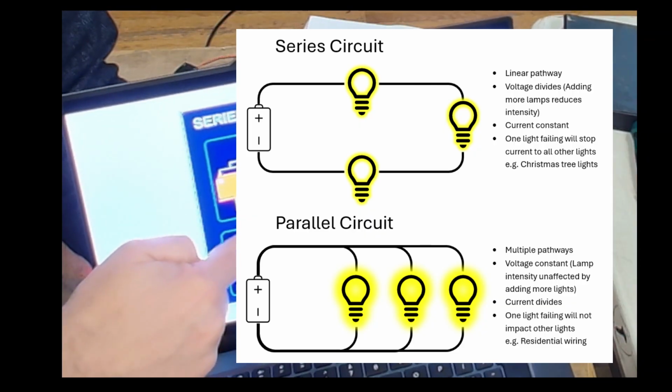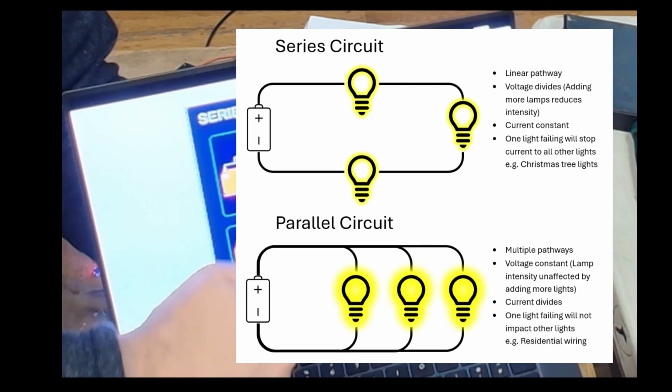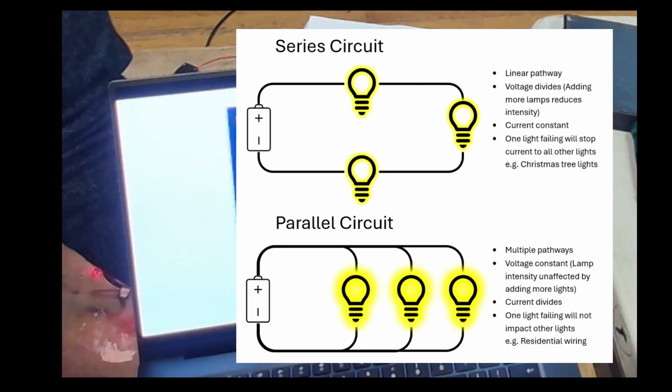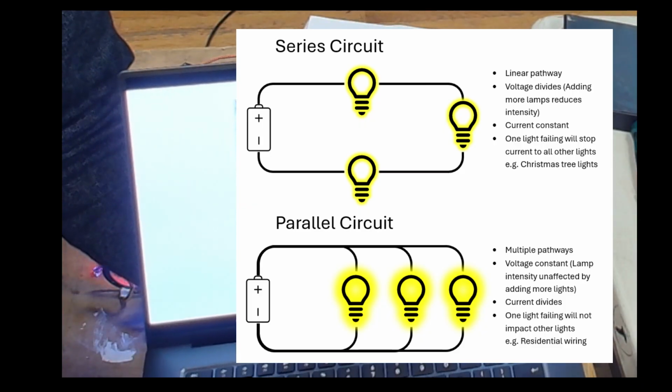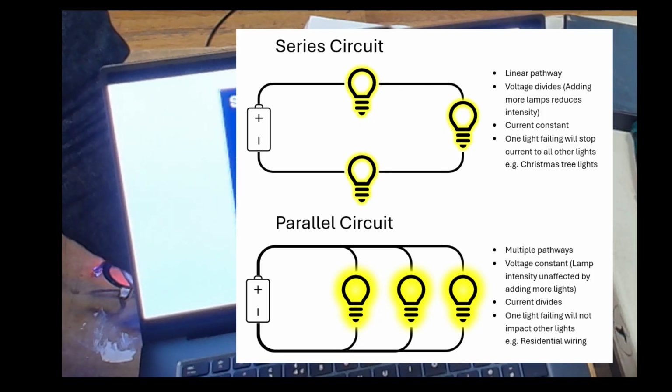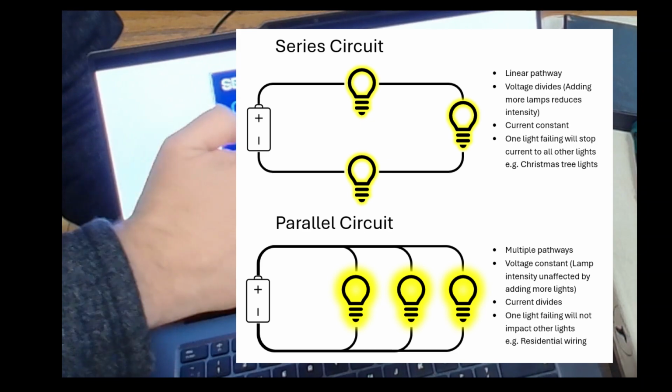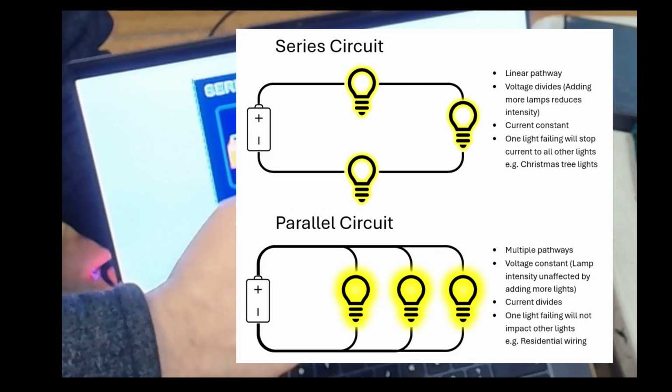Parallel is where you have it branching off and going to each one separately. The difference is that with a series circuit, the voltage divides, so the voltage drops for each thing that's going around the circuit.